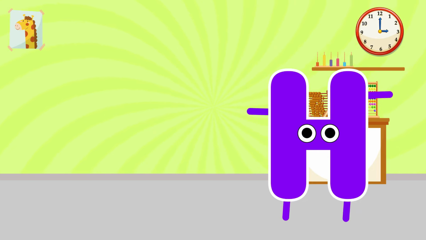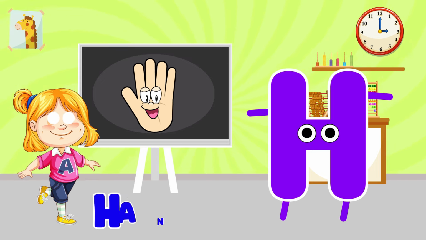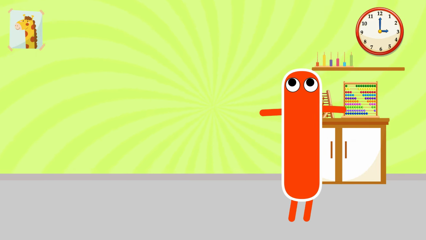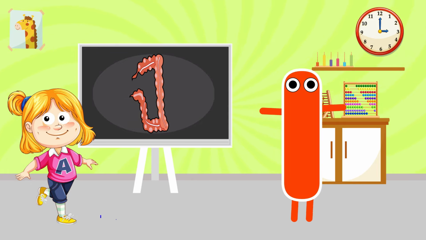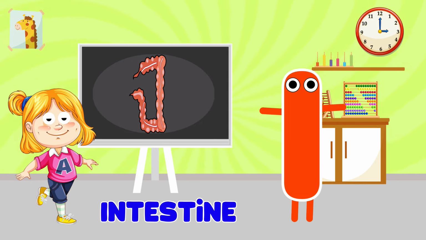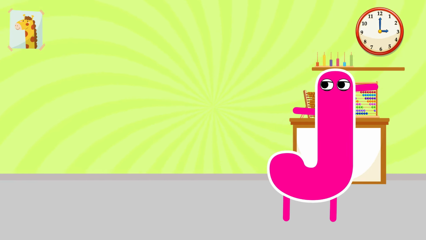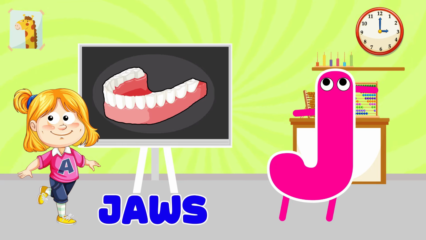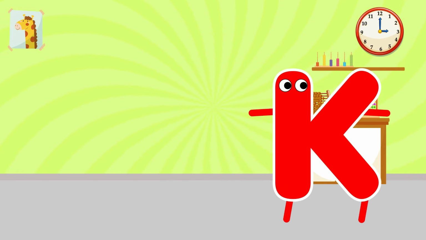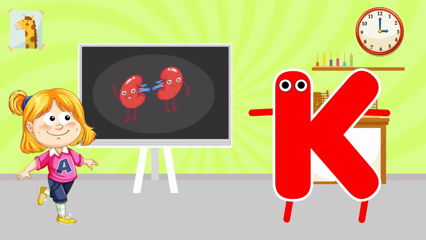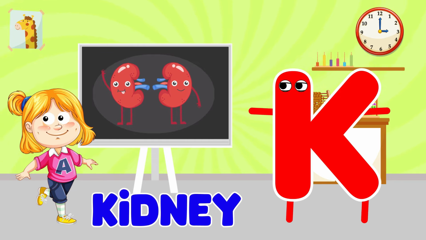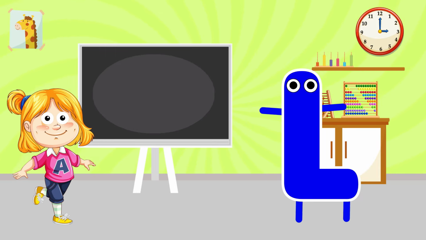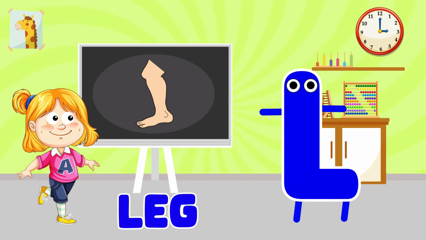H. H is for hand. I. I is for intestine. J. J is for jaws. K. K is for kidney. L is for leg.